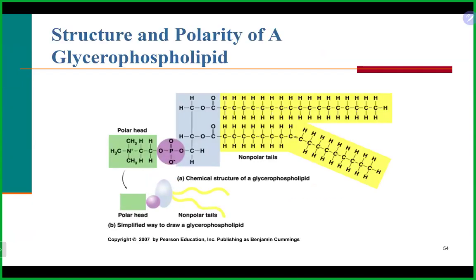Now, the structure here, as you can see, basically makes two parts to a glycerophospholipid. There is a non-polar tail, which is our fatty acids. Those are in yellow there, two fatty acids. And then there's also this polar part, which is made up of the phosphate group and that amino alcohol.